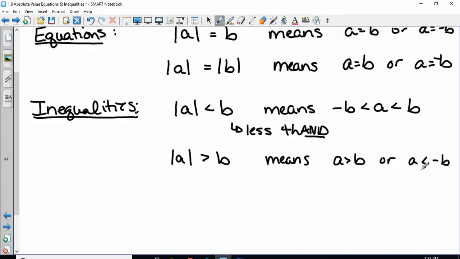Did she write it like this, or did she do a compound inequality? Do you guys remember? Kind of went both ways.